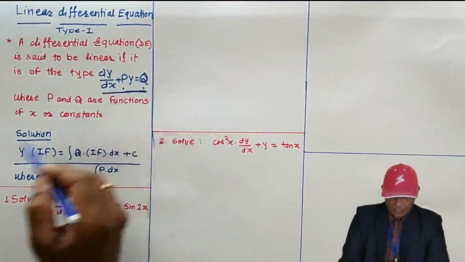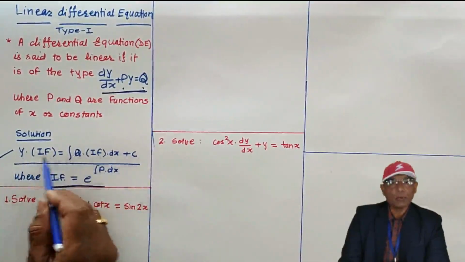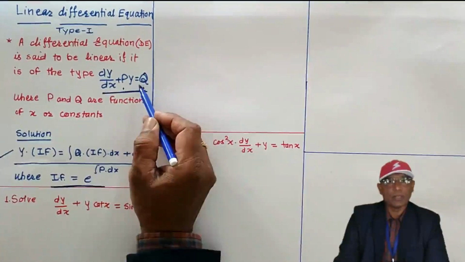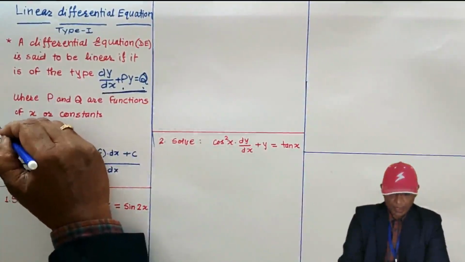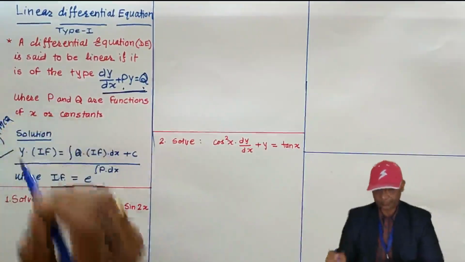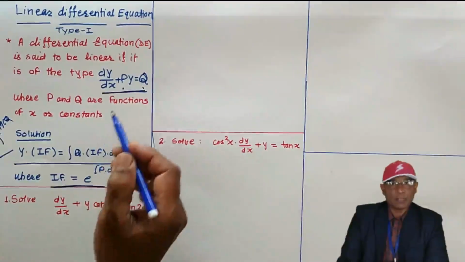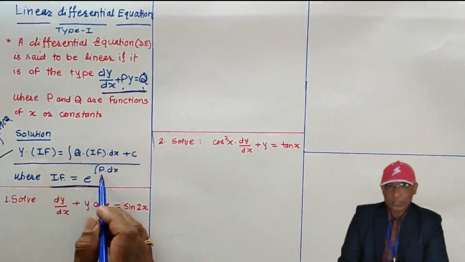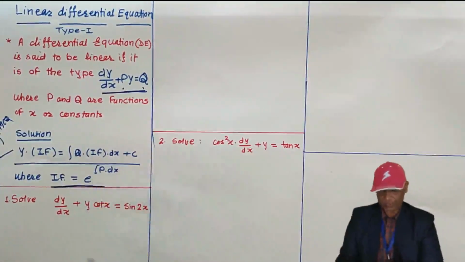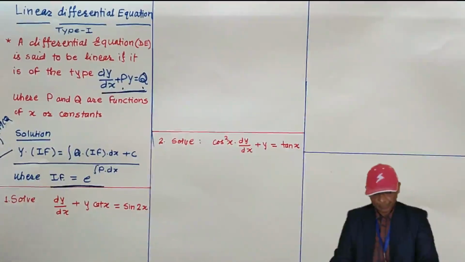Okay, this is the solution format for linear differential equation of this type, dy by dx plus py equal to q. So this you have to remember, that this standard format may be asked as an MCQ. Then integrating factor may be asked as an MCQ. Integrating factor is what? E to the power integration of p with respect to x.